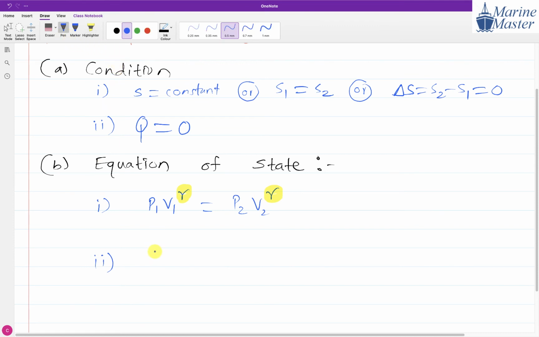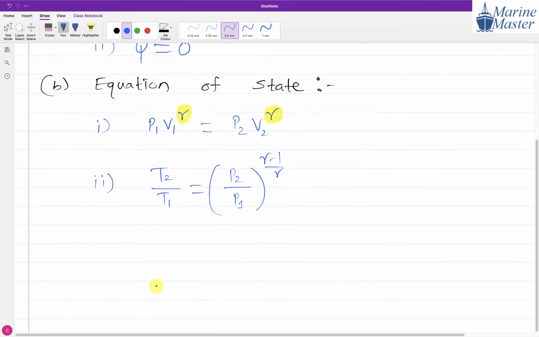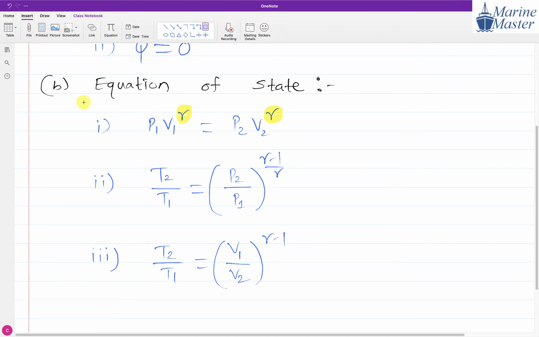Then the next relation of equation of state: T2 by T1 will be equal to P2 by P1 raised to the power gamma minus 1 by gamma. And what will be the third relation? T2 by T1. See this one, the third one is a little bit tricky. Here it is V1 by V2 raised to the power gamma minus 1.